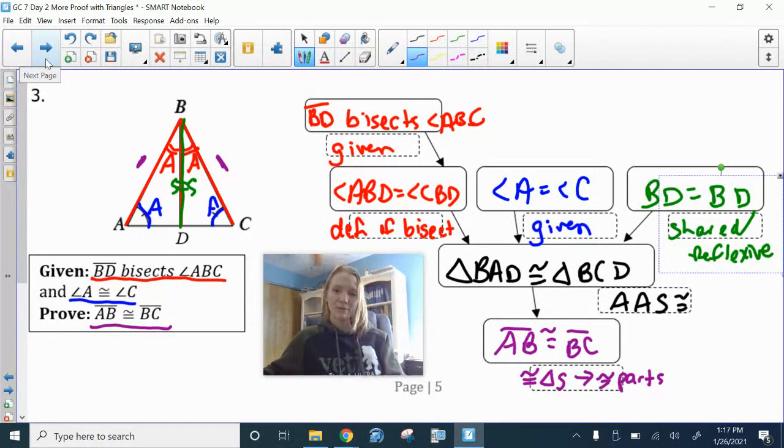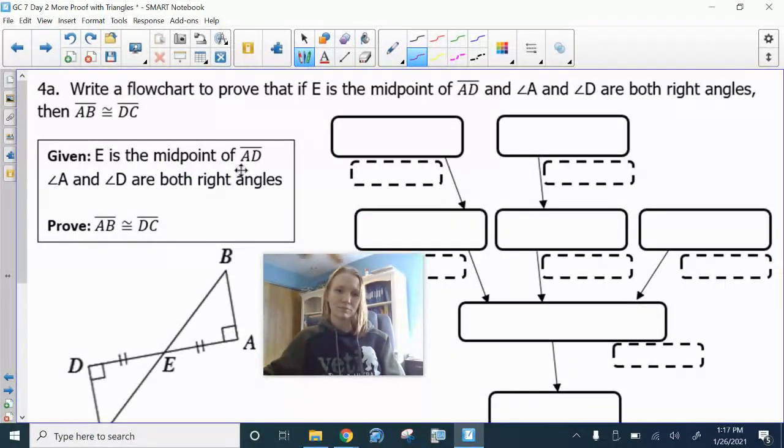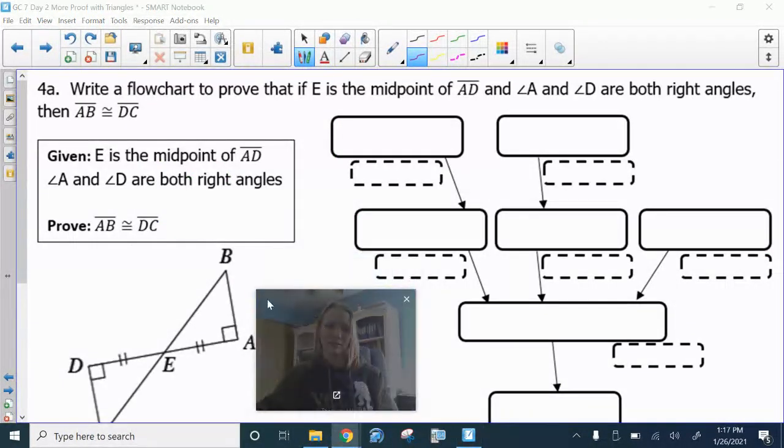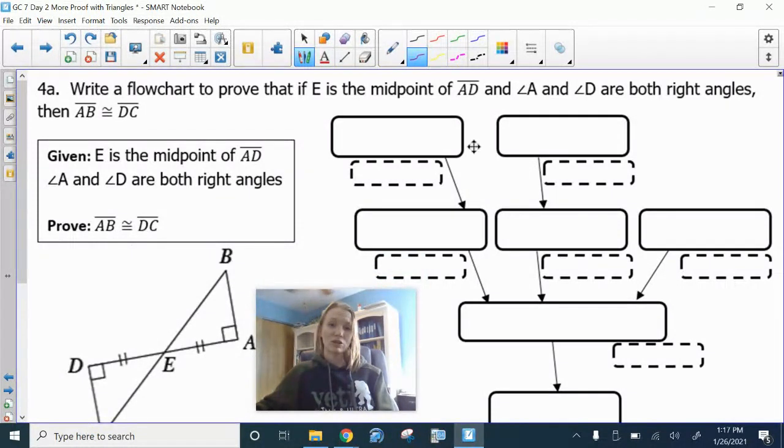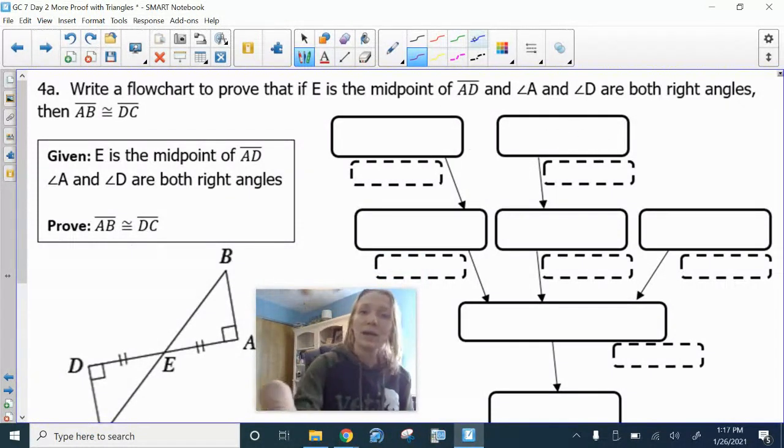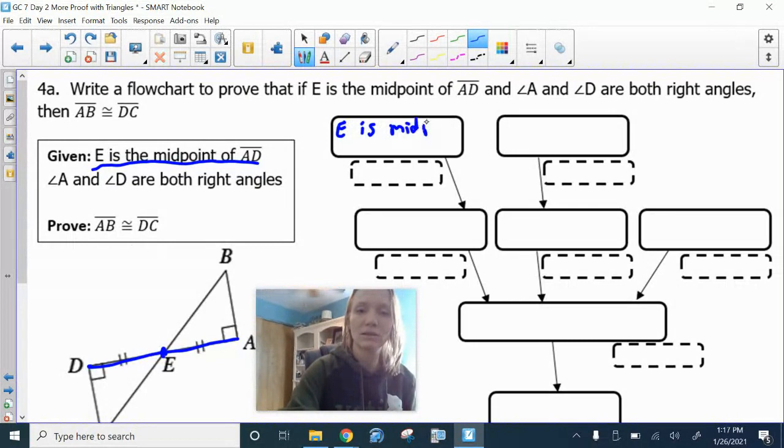All right, I've got one more real quick, because the more you do it, the easier they get. So now we have some more information. We can see here we actually have 2 parts that are going to start us out. We have E is the midpoint of AD. We've seen midpoints before. E is a midpoint of this AD or DA. So I'm going to start with that information. E is the midpoint of AD. That's been given to us.